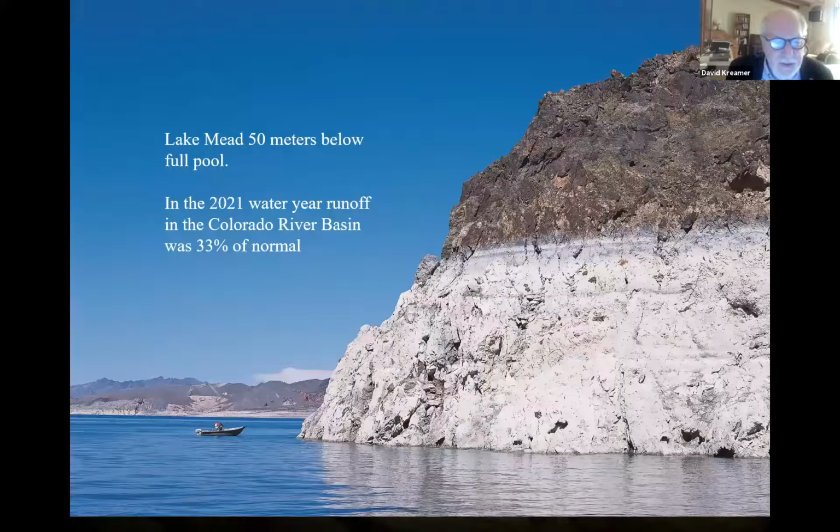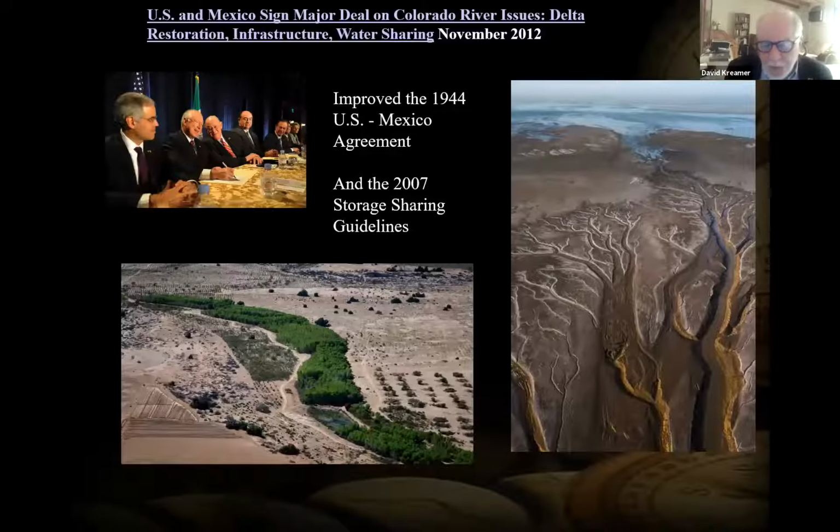So the lake has declined 50 meters below what we call full pool or full capacity. And then the drought is not relenting. In the water year that's just passed, the runoff into the Colorado River system was 33% of normal. So a severe drought is occurring right now in the Colorado River area. So what agreements have gone on lately, and how are people trying to handle this?